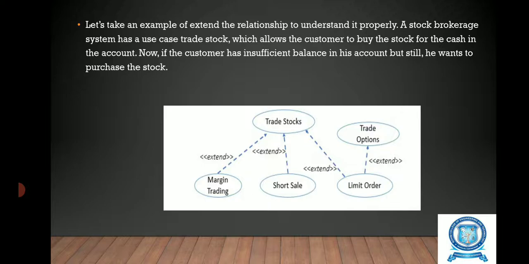This is the diagram which shows the example of trade stocks. Margin trading, short sale, limit order and trade options are the use cases, and each one has an extend relationship among them. Margin trading and trade stocks have an extend relationship. Similarly, trade stocks and short sale have an extend relationship, limit order and trade stocks have an extend relationship, and trade options and limit order also have an extend relationship.